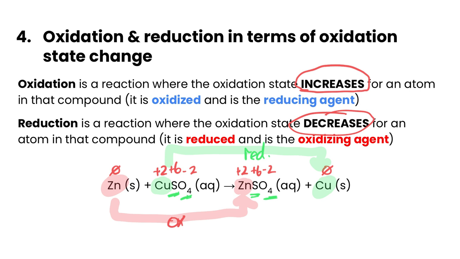So we would say in this reaction that zinc is oxidized, or zinc is the reducing agent, and the copper(II) sulfate is reduced, or the copper(II) sulfate is our oxidizing agent. So that is four different ways that we can look at oxidation and reduction in terms of our redox reactions.